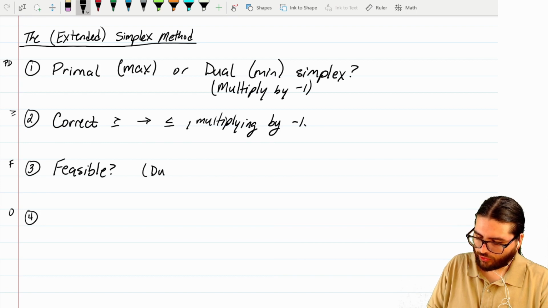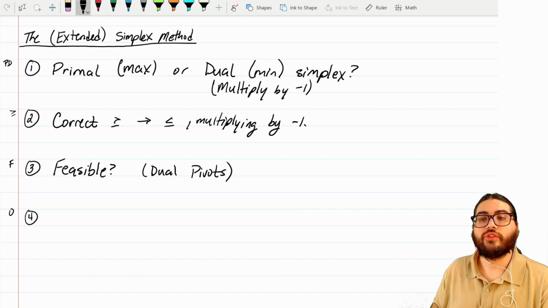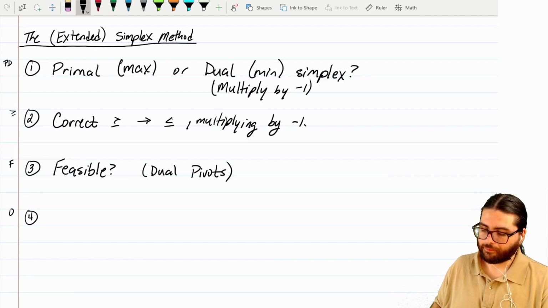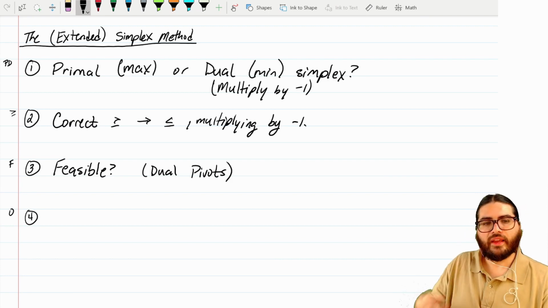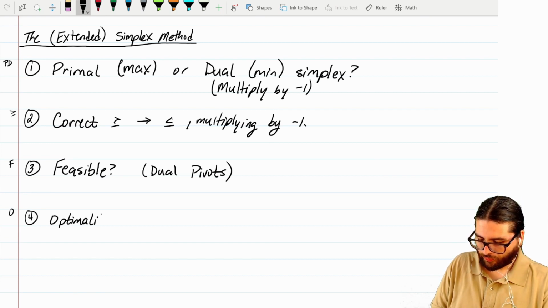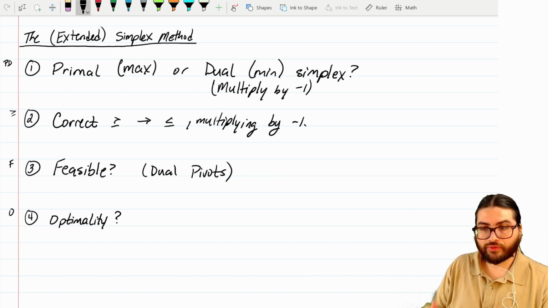We usually use dual pivots to fix solutions which were not feasible. We basically took one step back towards feasibility. And in principle number 4, we address the optimality conditions. The optimality conditions were a little bit different for the primal and the dual simplex method.